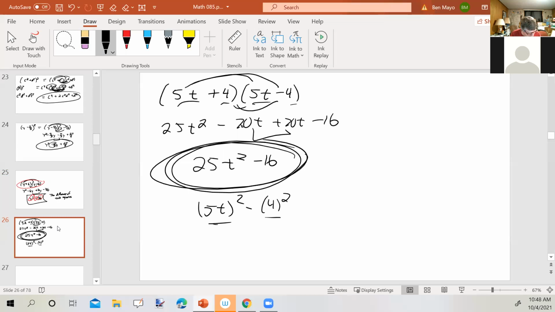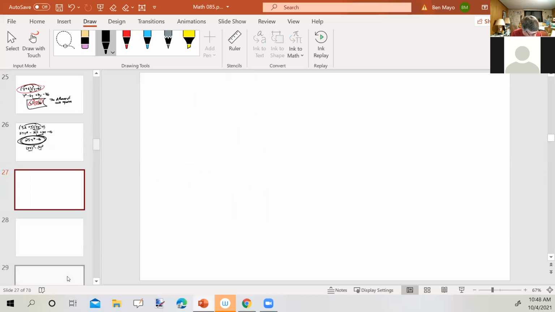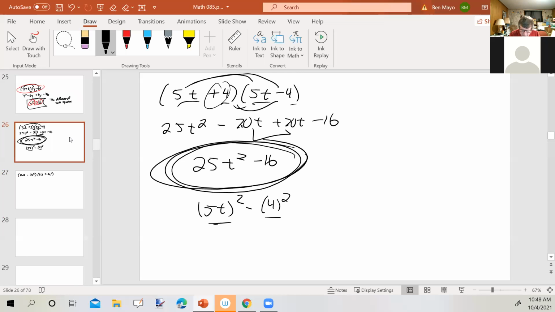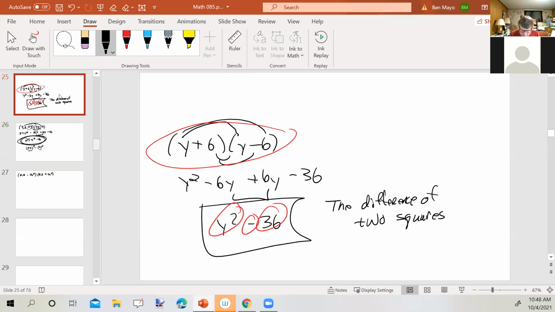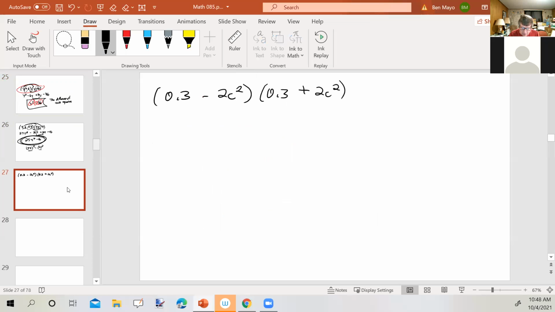Okay, let's see here. How about this one? 0.3 minus 2c squared times 0.3 plus 2c squared. Now, in the previous example, we had the plus and then the minus, but multiplication is commutative. So this is still a conjugate pair. You've got a minus and a plus, but same thing.